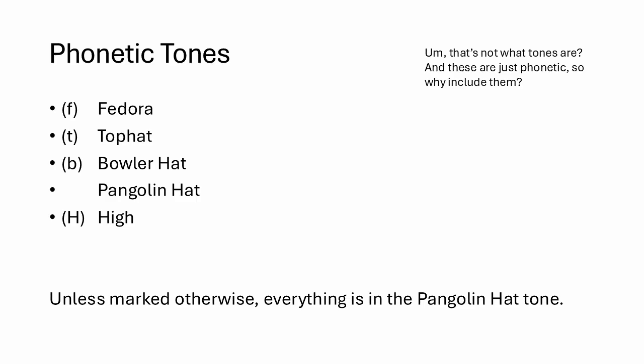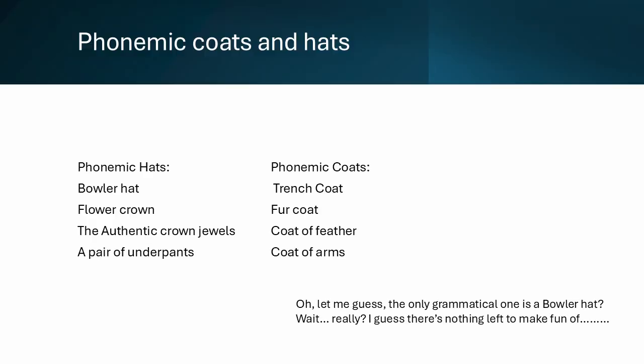Drallonic's phonetic tonal system is the basis of all tonal languages today, but one should try not to confuse it with the system of phonemic hats and coats, which is only preserved today as K-pop's phonemic hat system. But this has also changed dramatically since Drallonic, as in Drallonic, only trench coats and bowler hats were grammatically allowed.